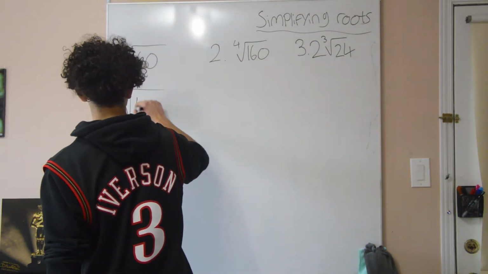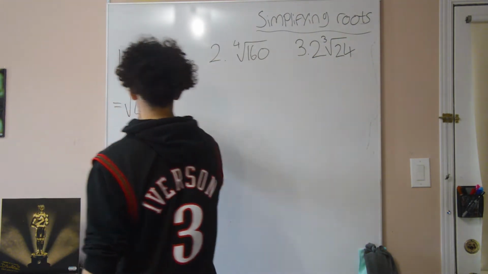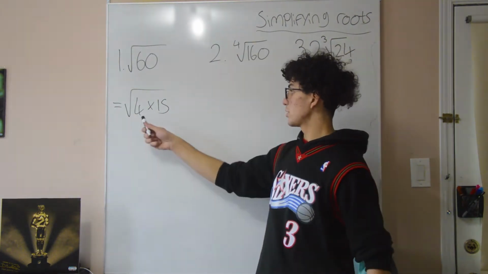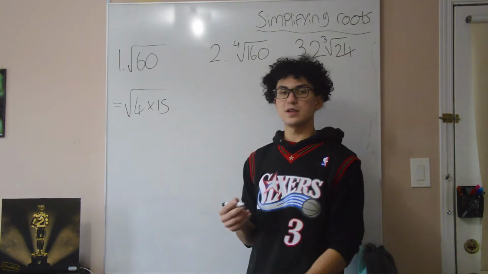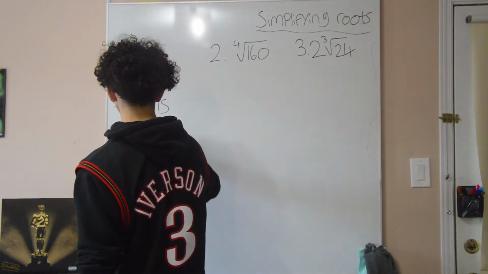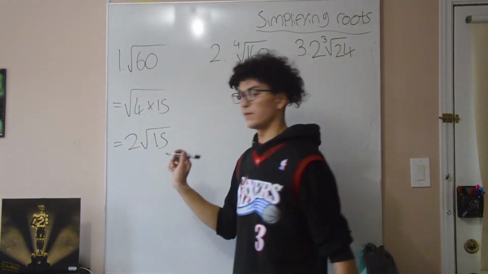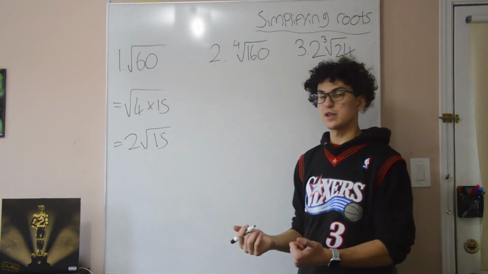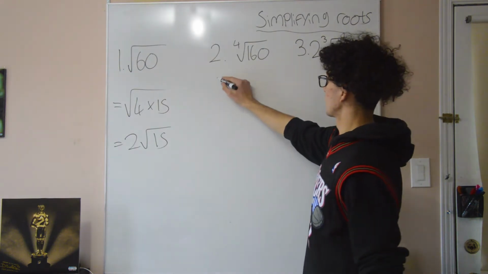So let's just rewrite that as root of 4 times 15. And now from here, we can take the 4 out by taking the square root of it, and we get 2 times square root of 15, just like that. That is our simplified answer. Let's move on to this one.